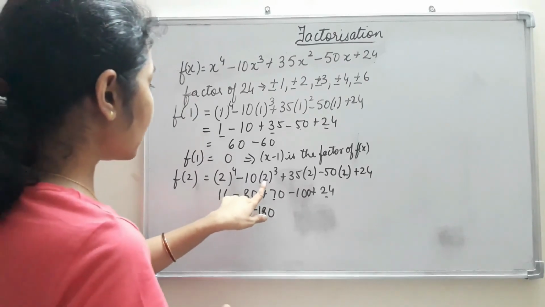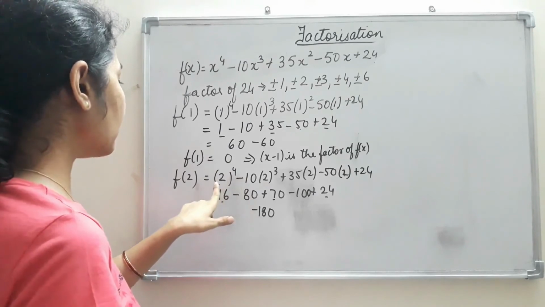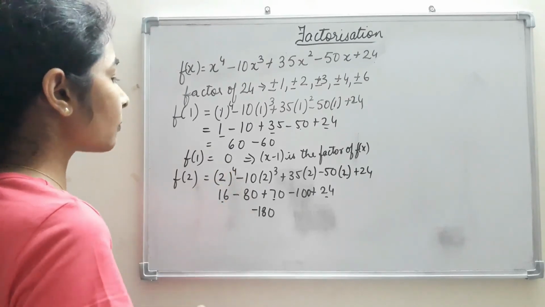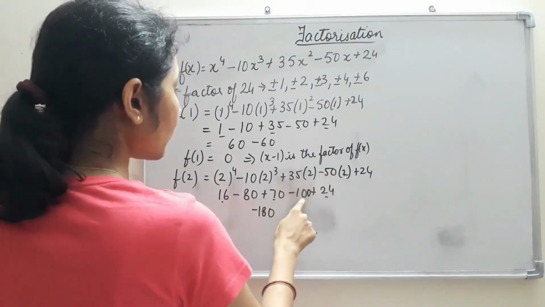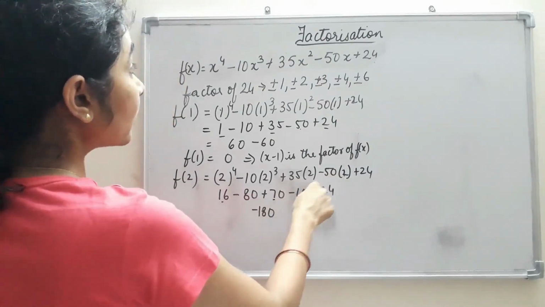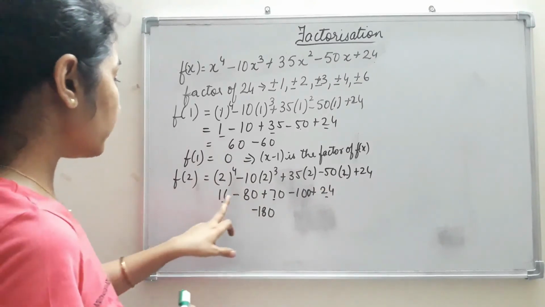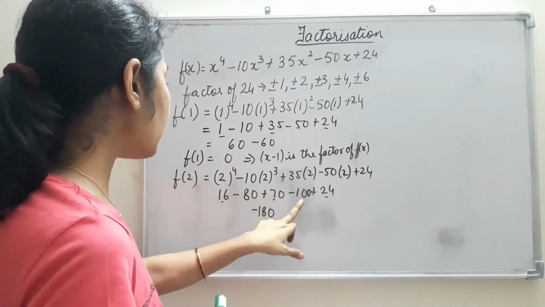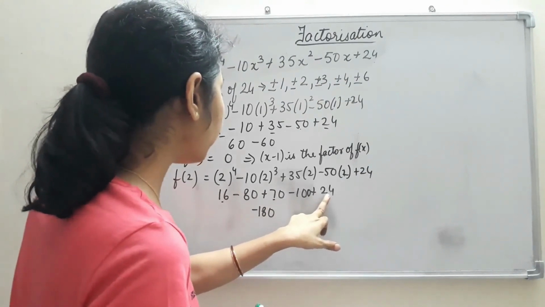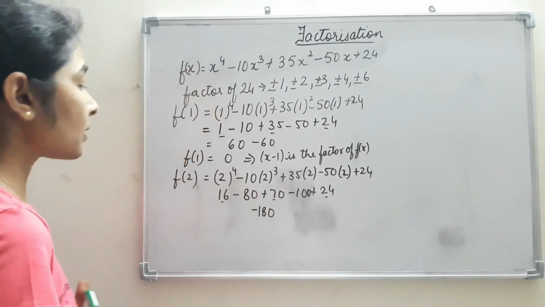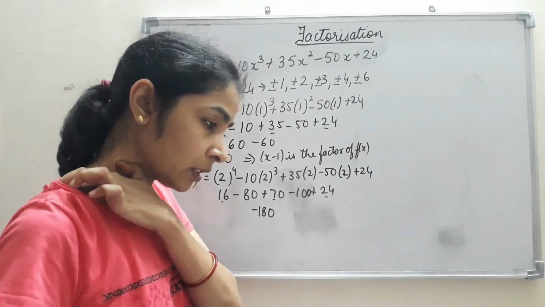Okay, so here we are having 2 4s are 8, and 8 10s are 80, and 2 4 times I have got 16, 35 into 2 I have got 70, 50 into 2 I have got 100, and 24 is as it is. Yes, it's correct. Now here 80 and 100 gives me 180. Now 70 plus 24 plus 16, it gives me 110.